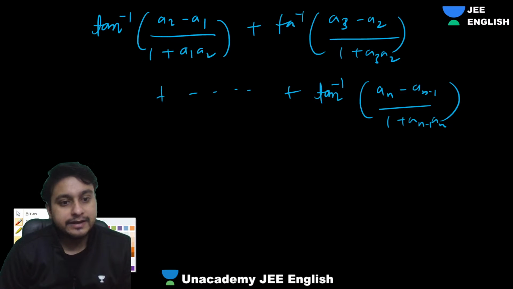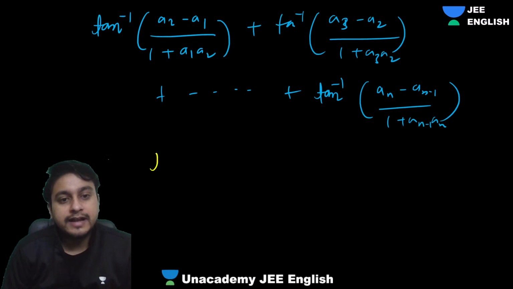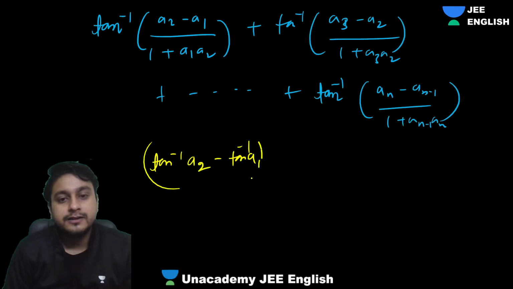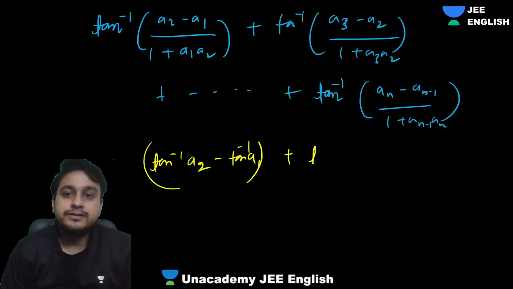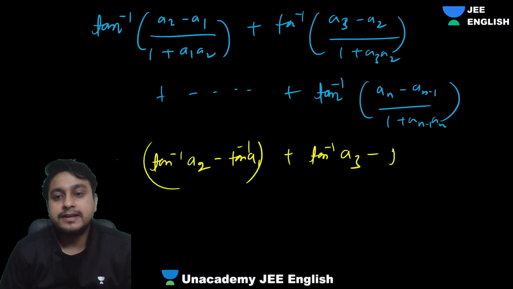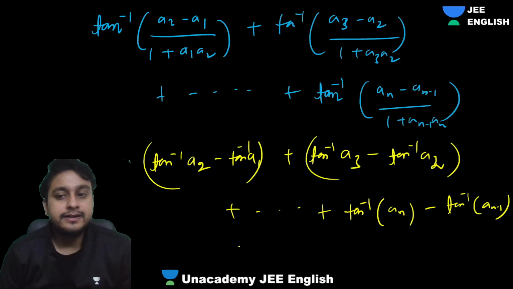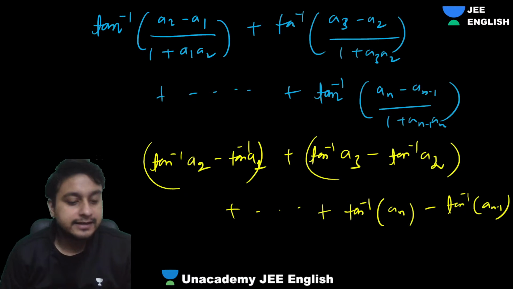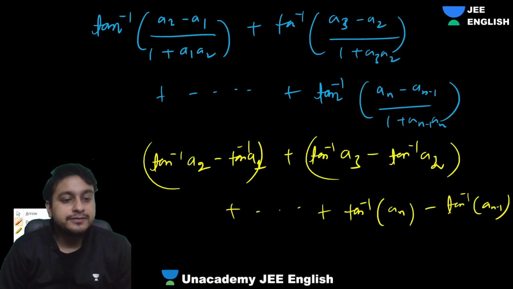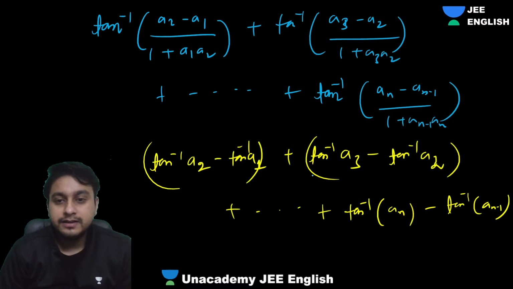Great. So now what is happening here is, this is nothing but tan inverse a2 minus tan inverse a1 first. Then what we'll get, guys? Tan inverse a3 minus tan inverse a2, right? And so on till we get tan inverse an minus tan inverse an minus 1, right? Exactly. So guys, finally everything will cancel, right? a2 will cancel, a3 will cancel, this an will cancel.